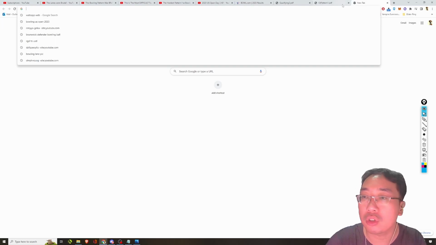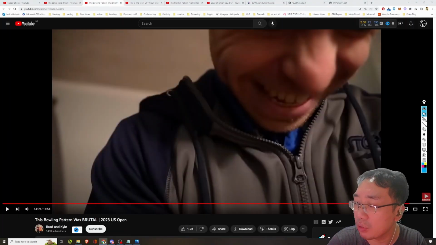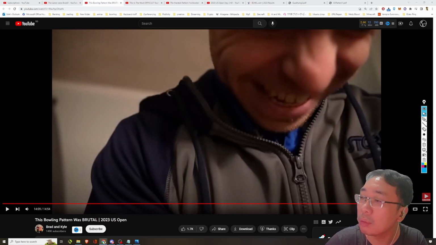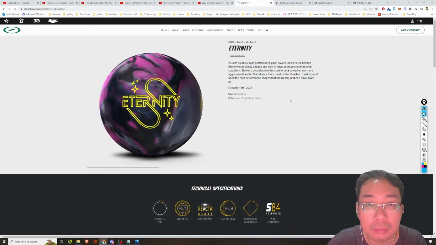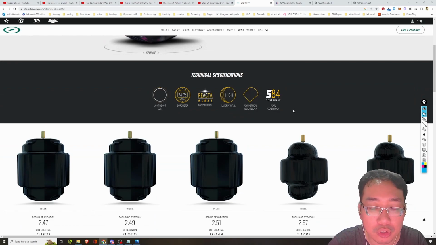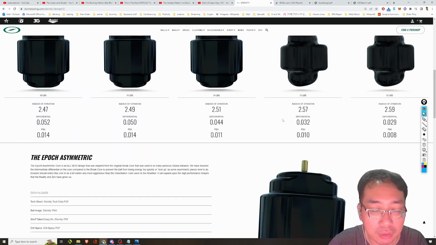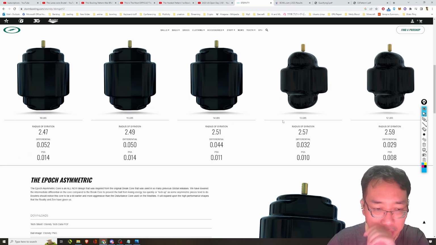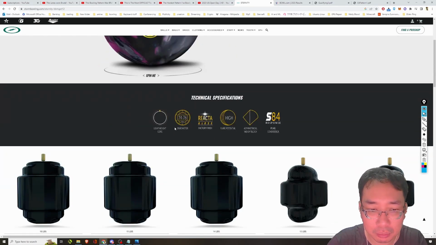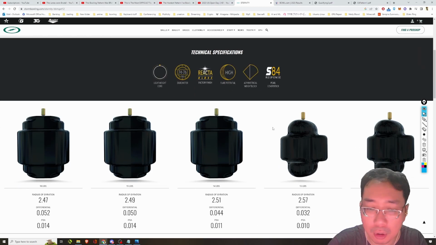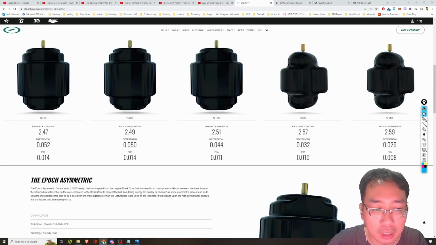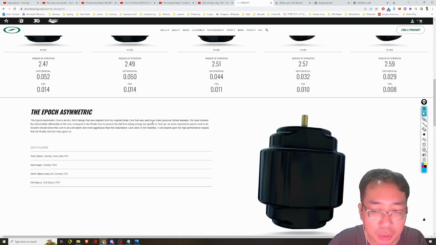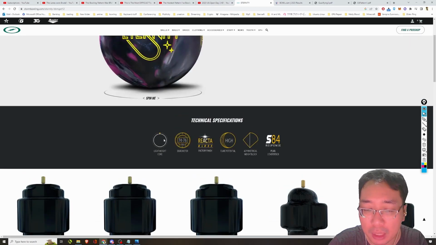So maybe let's just check it out, right? Let me search for it. Okay, because Richard Tees was using this ball and he was almost leading the block. So the Eternity is actually an asymmetrical pearl ball. You can see here low RG, relatively mid to high differential with PSA. So relatively strong ball, but it's actually pearl.